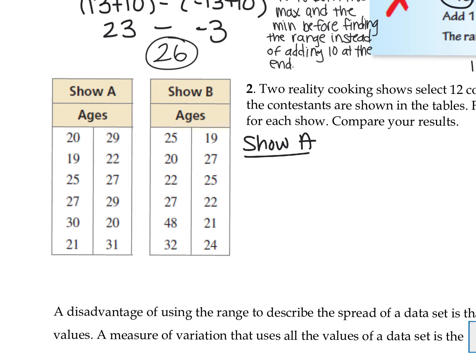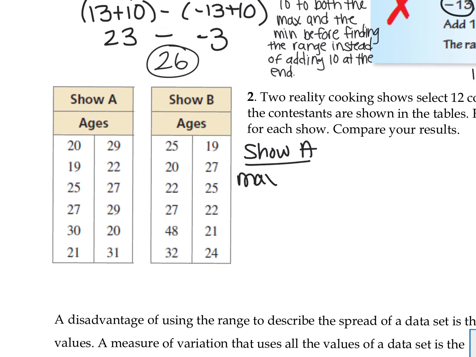And if we're finding the range, that means we need the maximum minus the minimum. And what I see for my maximum age right now looks like it's 31. I don't see any other ages bigger than that. And then find my youngest age, which looks like it's 19. And then we can do 31 minus 19 to get our answer, which is 12.